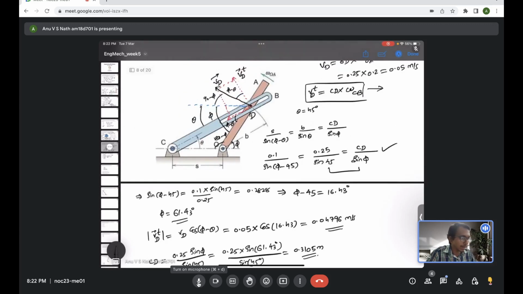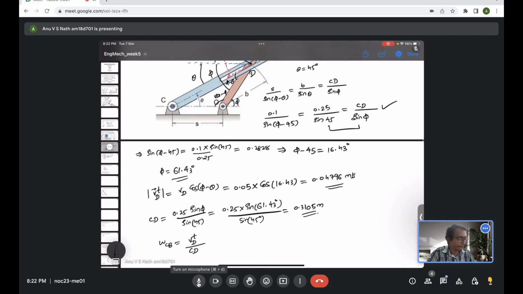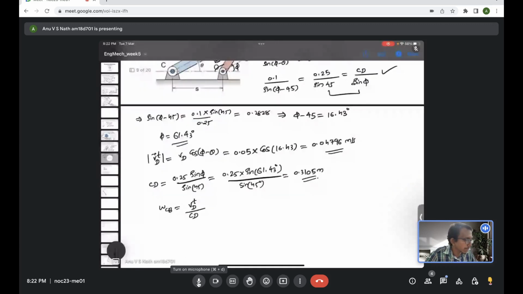So I hope that expression is clear. It's just the tangential velocity of the link CB at the point D is just the angular velocity of the link CB times the distance CD. We are just rearranging that to obtain the angular velocity. So we just substitute the value 0.04796 divided by 0.3105. So we'll obtain 0.154 radian per second.